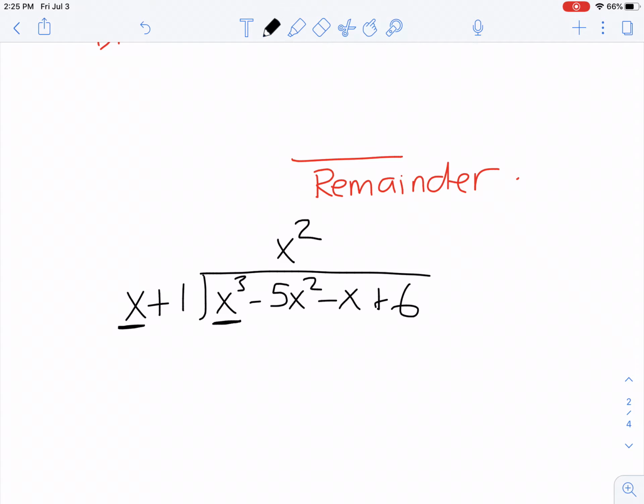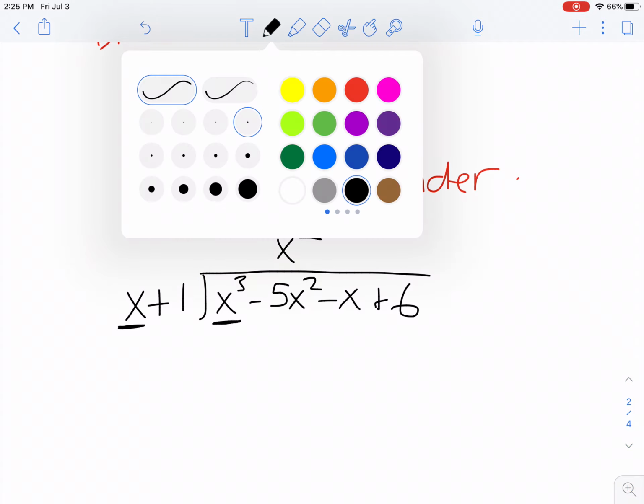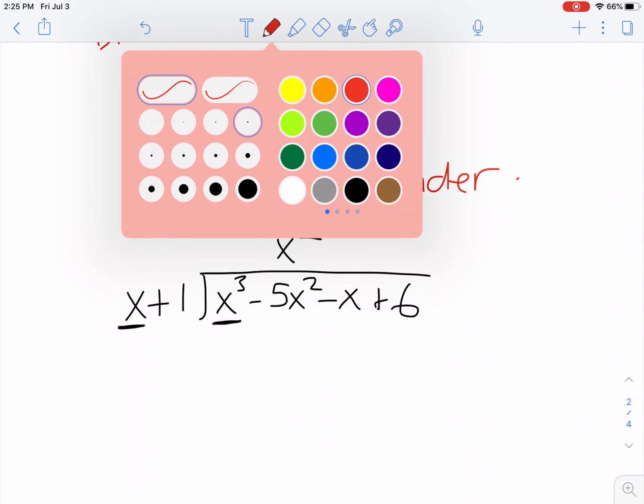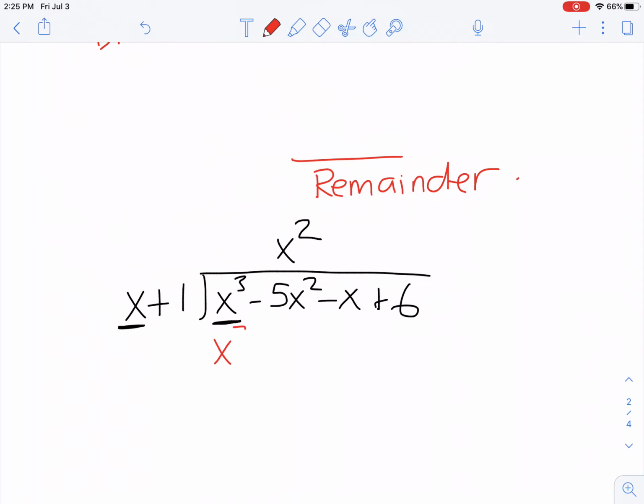So if I then multiply x squared by x plus 1, I would end up with x cubed plus x squared times 1 would be x squared. So how many times does x go into x cubed? It goes in x squared times. And then I multiply the x squared by x plus 1. And that's what I wrote here.